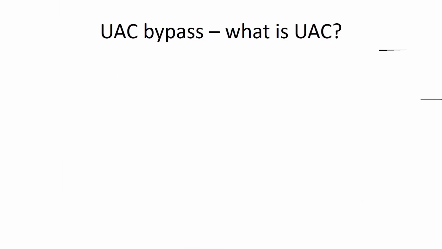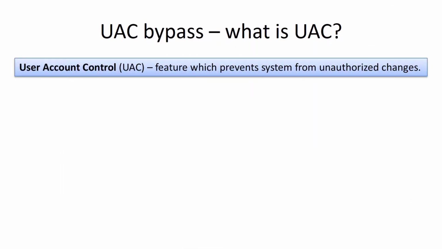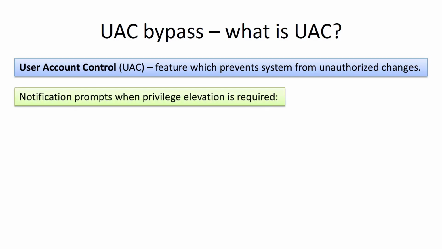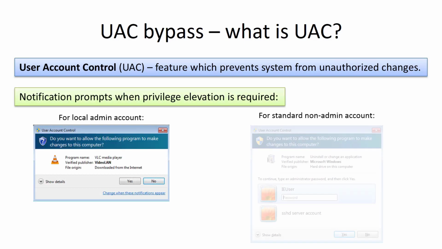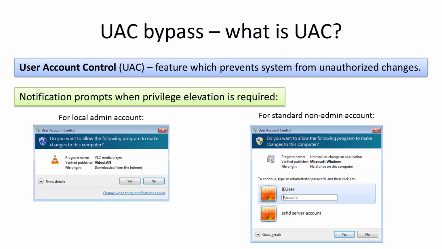Now let's review another technique which is called UAC bypass. UAC stands for User Account Control. It prevents the system from unauthorized changes which can be made by users or malware. UAC notification prompts every time privilege elevation is required to perform some action, for example, software installation.